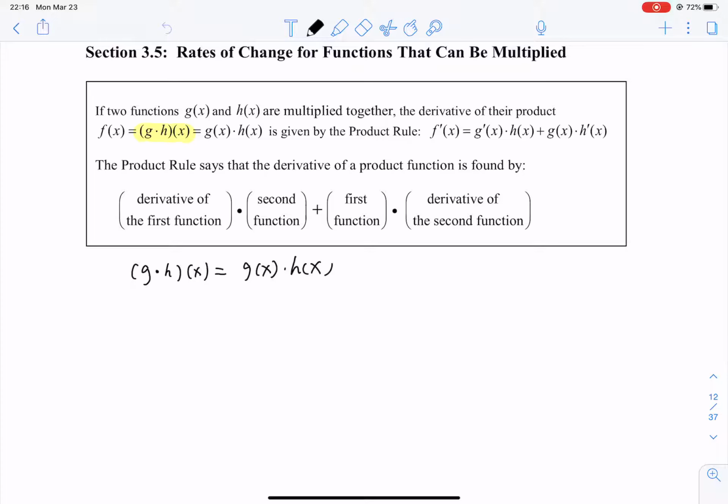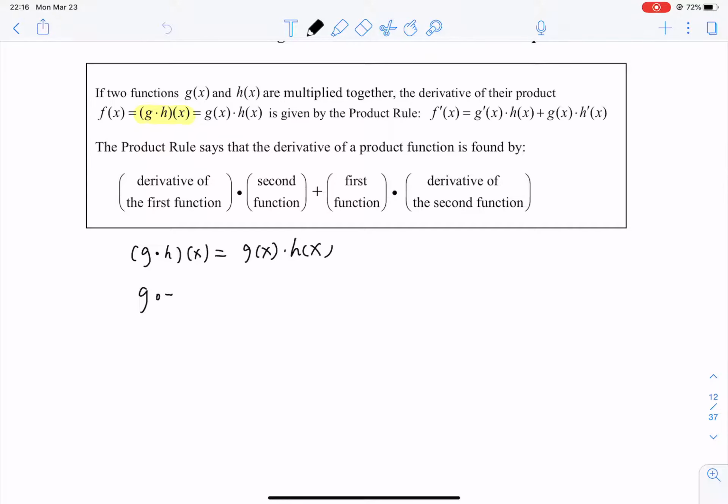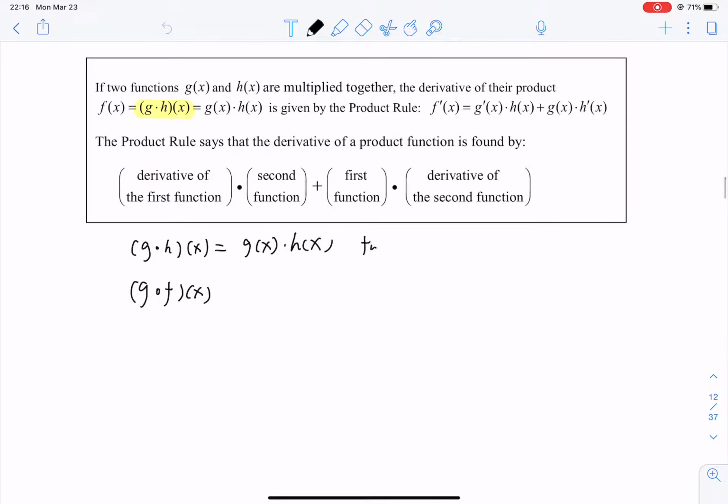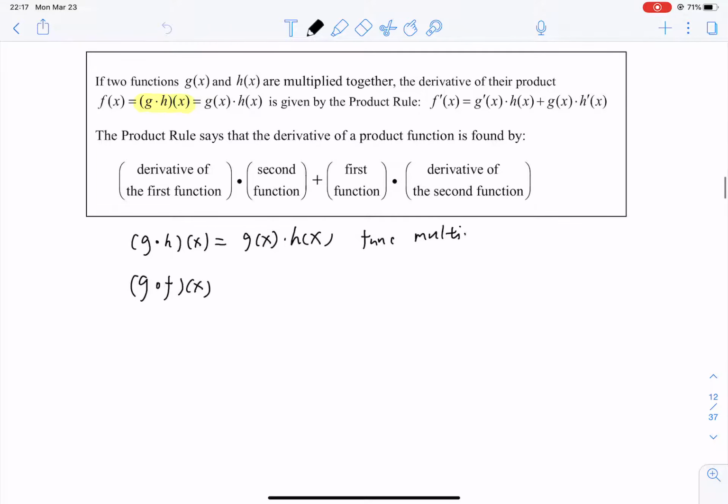And in the last section we were talking about function composition, for example, g of f of x. Here we have a circle, not a product, not a dot. Instead of a dot, we have a circle here. The first one means function multiplication, and the second one means function composition. This one equals g of f of x.